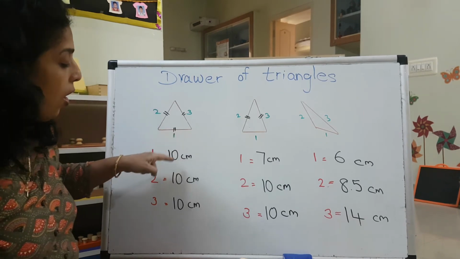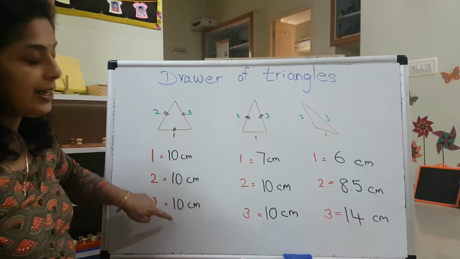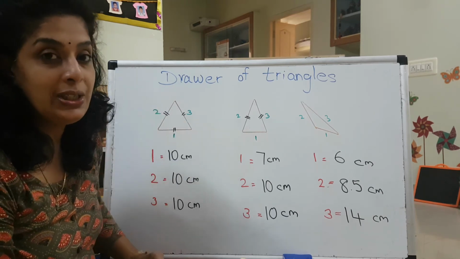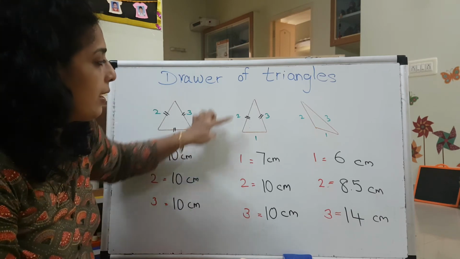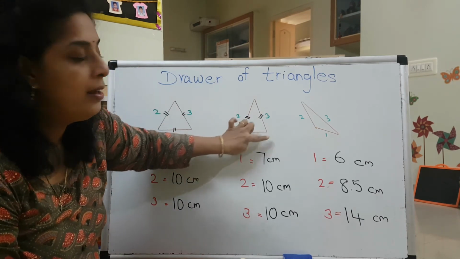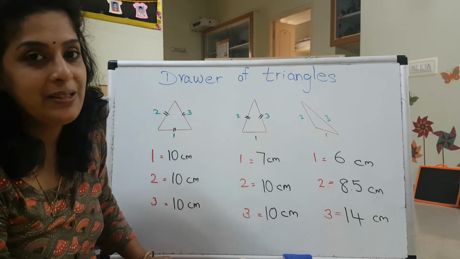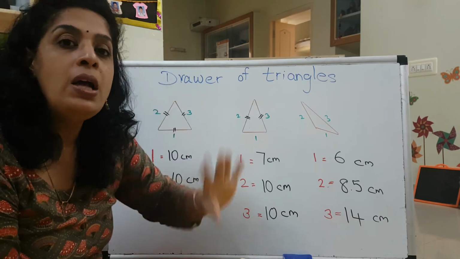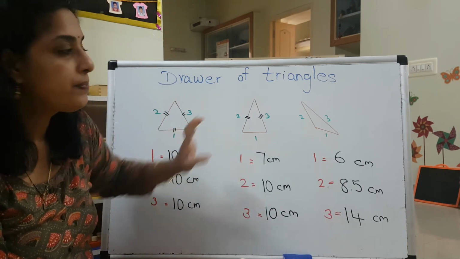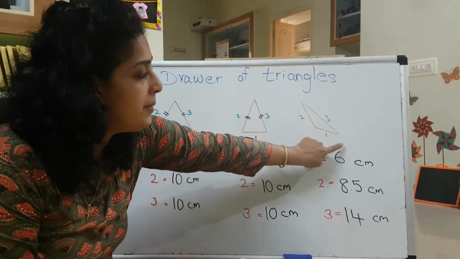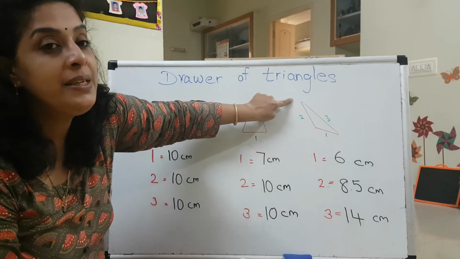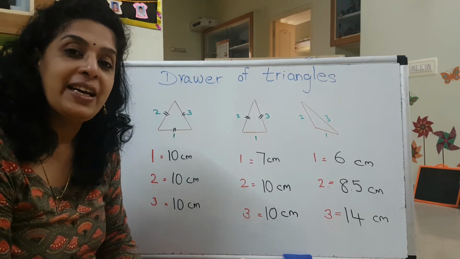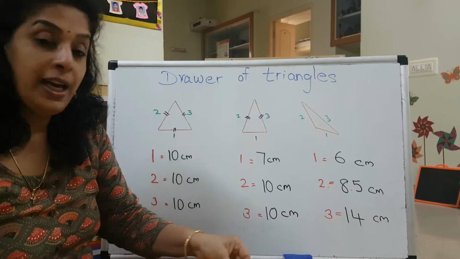So, let's say again, equilateral triangle, all 3 sides are equal. 10, 10, 10. Okay? Isosceles triangle, 2 sides are equal. 10, 10, then one small side, 7 centimeters. Then we have scalene triangle. All the 3 sides are different sizes, different lengths. One is 6 centimeters, one is 8.5 centimeters, and the other one is 14. Scalene triangle. Okay. So, you forget the measuring part now.